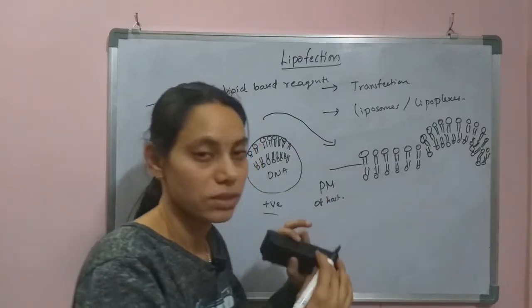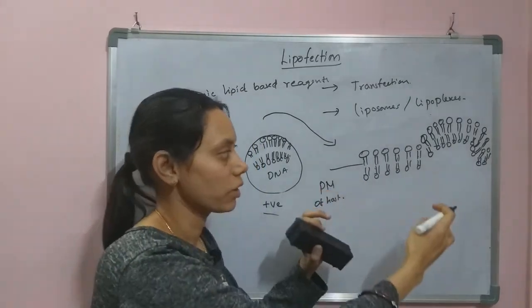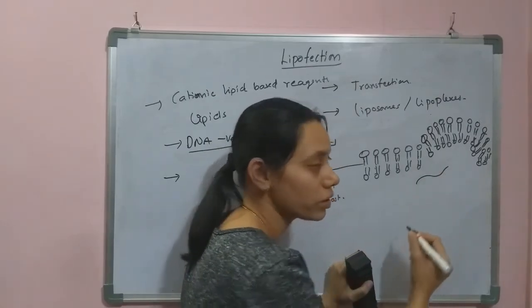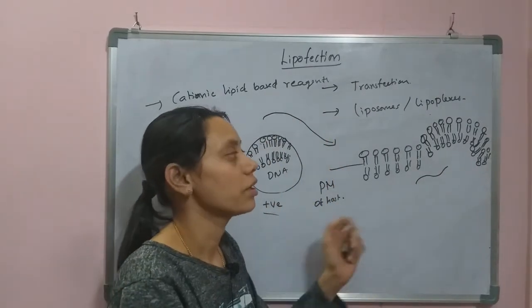So it will be like this. The liposome bilayer will be directly fusing with the plasma membrane, and DNA will be delivered directly inside the cytoplasm.